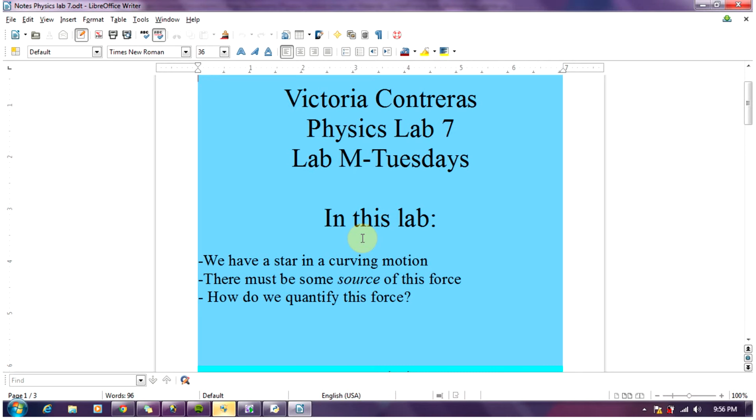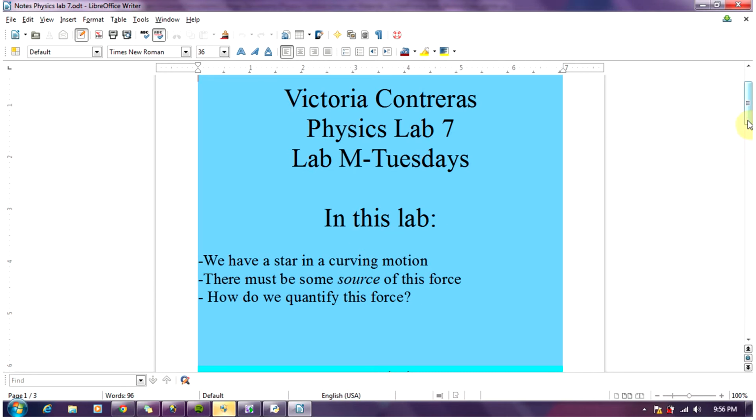In this lab, we're looking at a model that is observing a star moving in a curving motion, and observing the force, or what is causing this motion. One of the questions we have is, how do we quantify this force? And what do we notice about the different components, the parallel and the perpendicular?